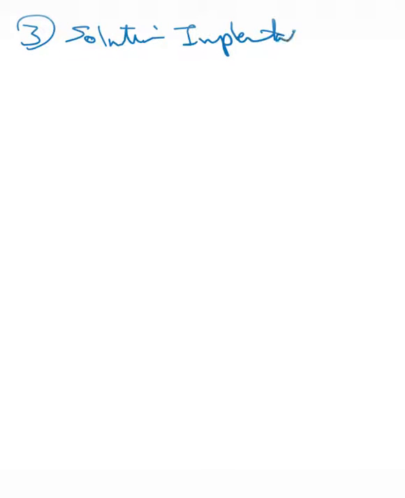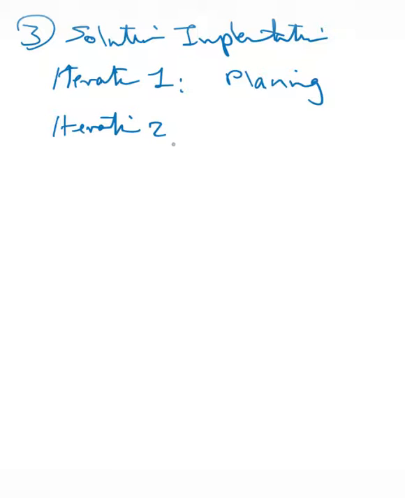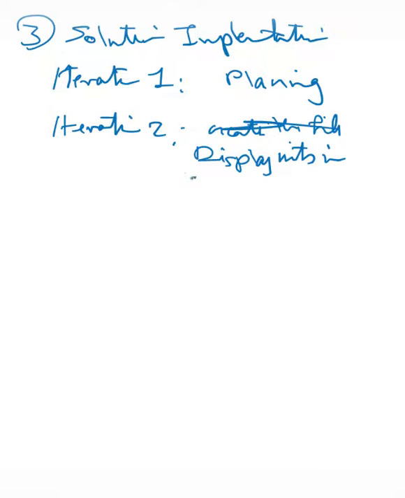In the solution implementation, we break down the idea into smaller solutions, and we call them iterations. So we start with iteration number 1, which is the one we're doing right now, by the way, and this is for planning. Then we go to iteration number 2, and then you can decide how you're going to break down this app. I'm going to start with iteration 2: create the file, or maybe display units in one picker view.